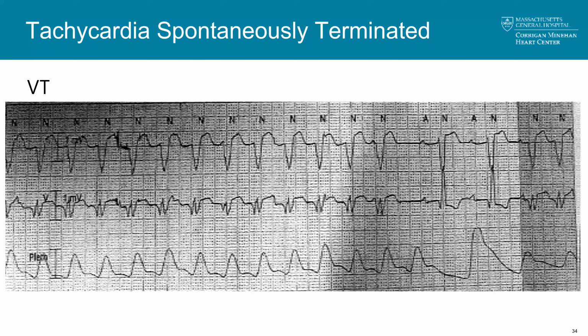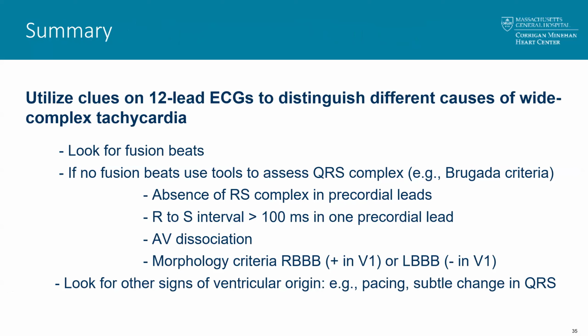And so to go back then to summarize what we've discussed so far, when you're looking at the EKG, trying to figure out whether a wide complex tachycardia is ventricular arrhythmia with aberrant conduction, true ventricular arrhythmia, or ventricular pacing, first off, look at the patient, right? See how stable they are or not. Number two, look for fusion beats.